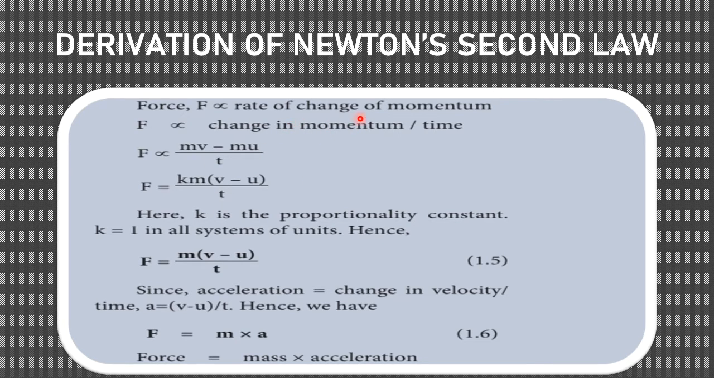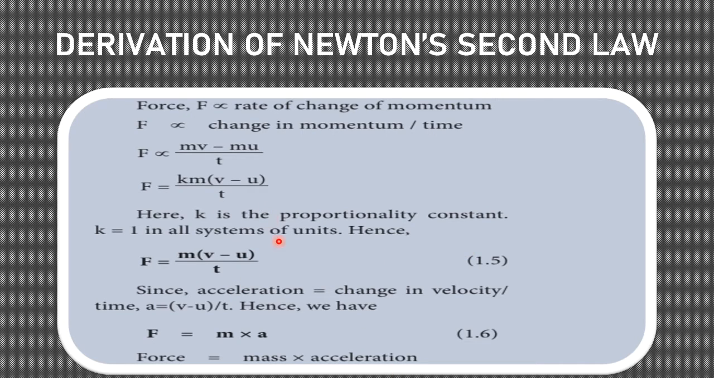So for the rate of change of momentum del p, the values we brought were mv minus mu. Apply that value here. In place of the rate of change of momentum, put that value, and since it is a rate, it depends on time, so divide by t. This proportionality is disturbing us, so to remove it we introduce a constant k. Here this k is a constant equal to the unit 1 in all systems of units. So F is equal to, k is removed, m into v minus u by t.